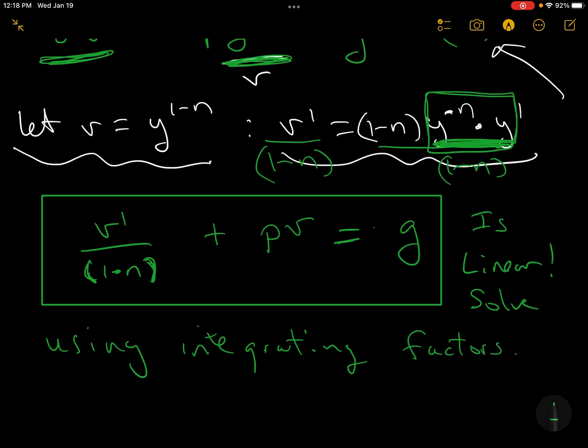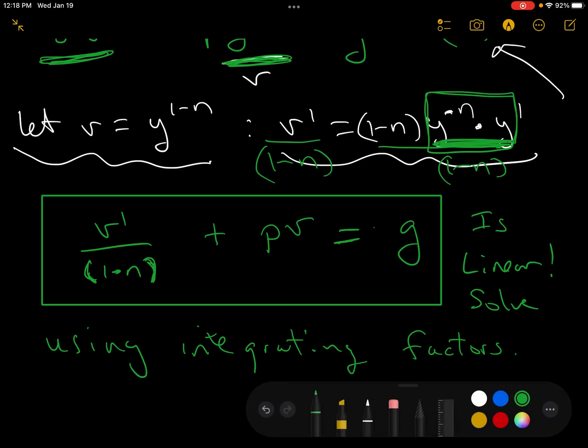Voila. And this is where my notes went a little wonky. So let's just jump to the example.